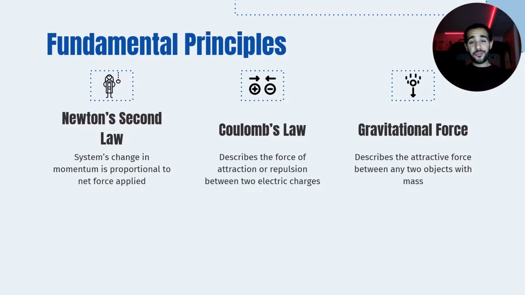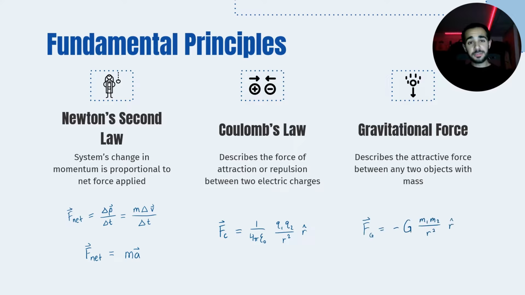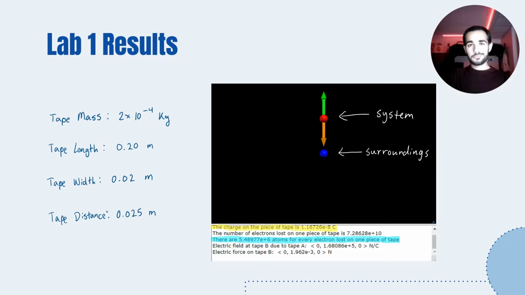All right, now for the fundamental physics principles, and these are exactly like the ones I used in Lab 1. First up, we got Newton's second law, which says that a system's change in momentum is proportional to the net force applied. Coulomb's law, which describes the force of attraction or repulsion between two electric charges. And lastly, gravitational force, which describes the attractive force between two objects with mass. And these principles will help us with our calculations and understanding of the lab.